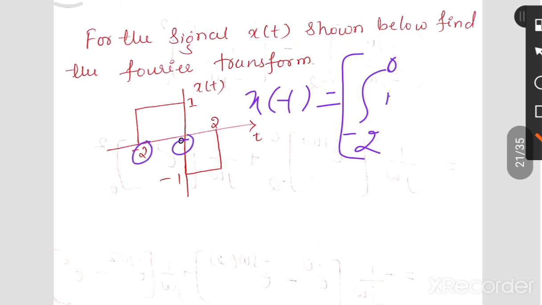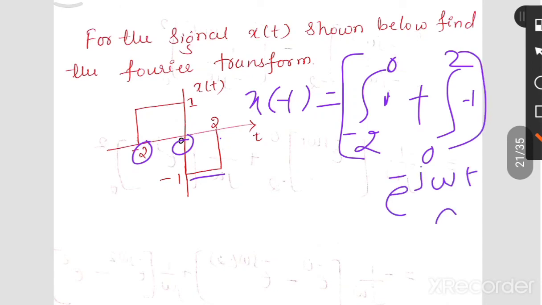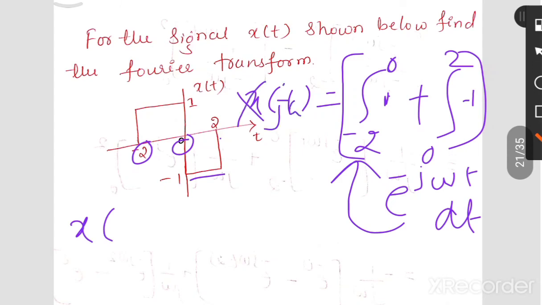What is the magnitude of its? 1. And another signal, how much is it? It is from 0 to 2. What is the magnitude? Its magnitude is minus 1. This into e raised to minus j omega t into dt. Now we have to expand it for both and then do the simplification. This will be X of j omega.